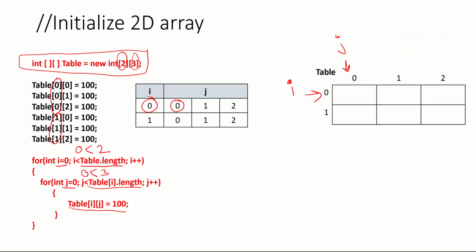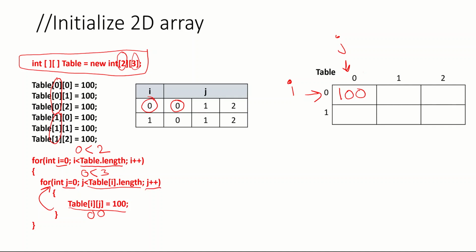Once you start the execution of the statements inside, it says table i and j, so table 0 and 0 equals 100. It means we will save 100 in the first location. Now we are in the j loop. This is the inner loop, so we have to start j from the beginning again. We have to go with the second iteration, and we have to do j plus plus.